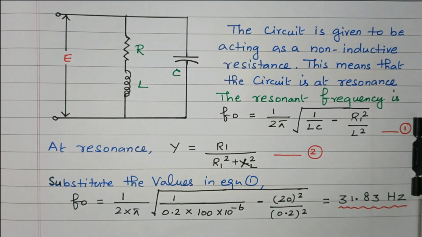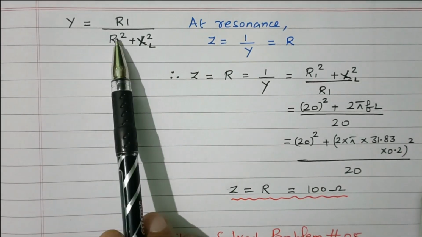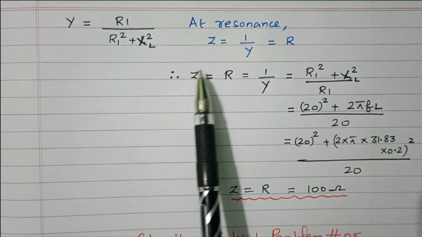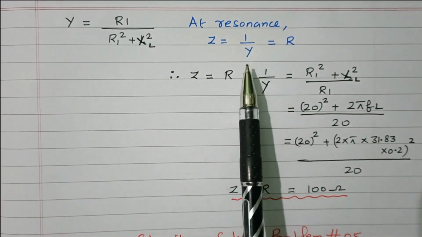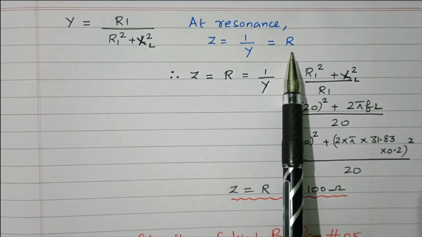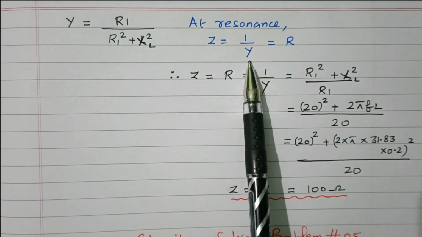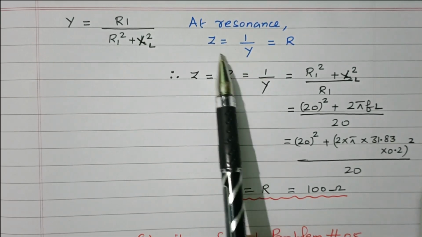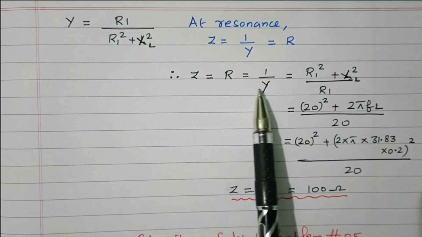Now we calculated the resonant frequency. Now we'll go for the further parameters. So one more formula, the admittance Y equal to R1 divided by R1 square plus XL square. This is under the resonant condition. So Z equal to 1 by Y, that is equal to R. Under the resonant condition, the impedance is only resistance value. That is, Z equal to R. Z is nothing but 1 by Y. This admittance and impedance are reciprocals of each other. So Z equal to R equal to 1 by Y.